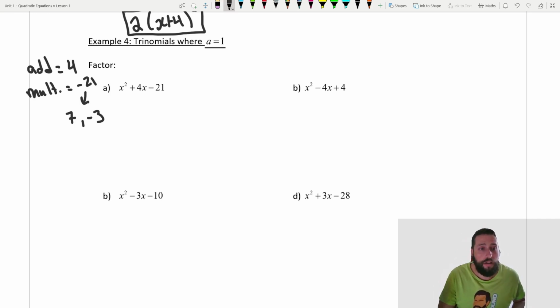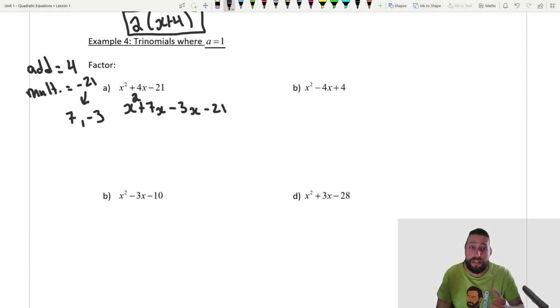So now we're going to write x squared plus 7x minus 3x minus 21. Essentially what we have done is split up this 4x into 7x and negative 3x. We've taken the 4 and rewritten it so that it's the factors of the negative 21.